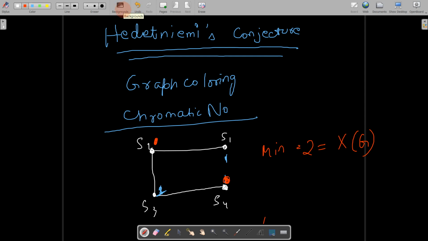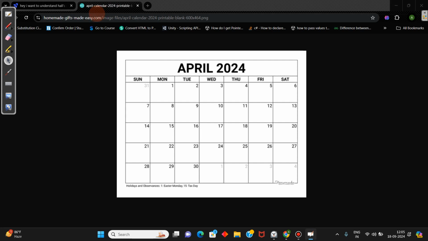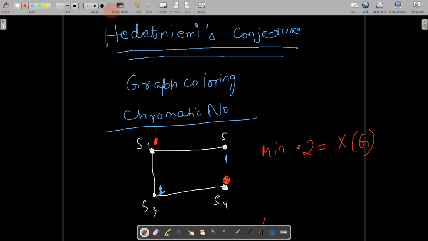Now let's look at the analogy for Hedetniemi's conjecture. The problem is like this. You want to conduct weekend parties for your friends. You have 4 weekends in total, or next month's weekends too, and you conduct get-togethers in such a way that you call only those people who you think will have something in common to talk about. So what information do you have? Let us move on to a new page.